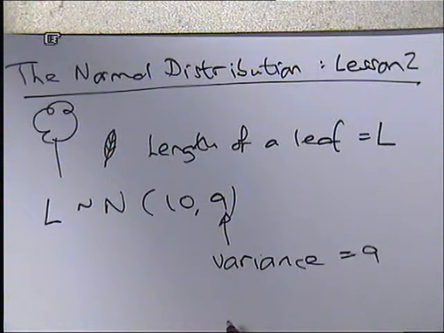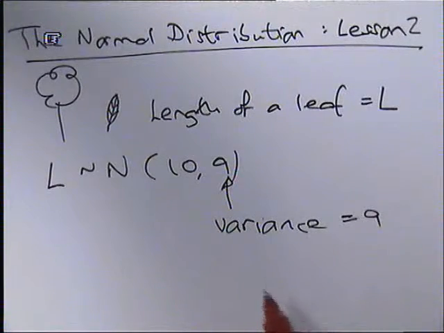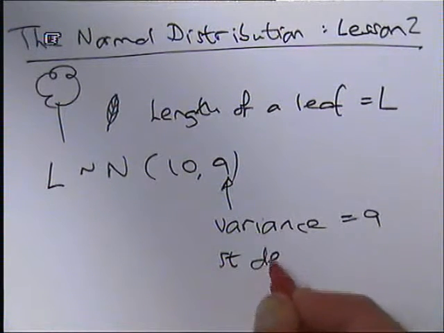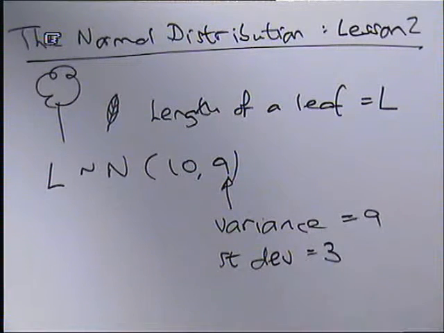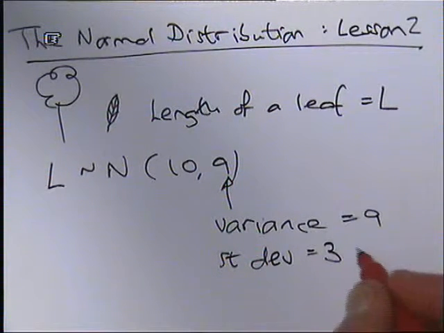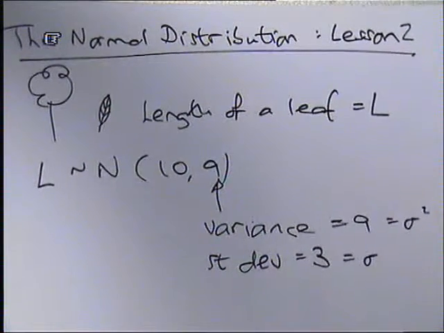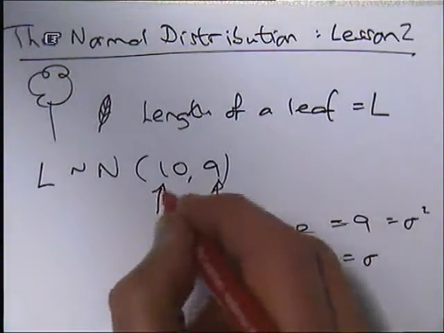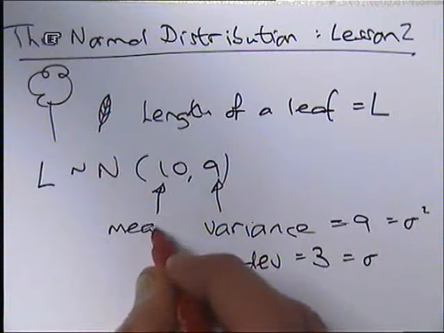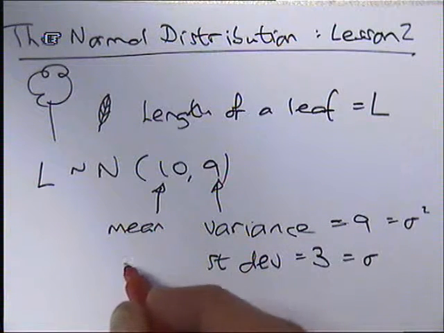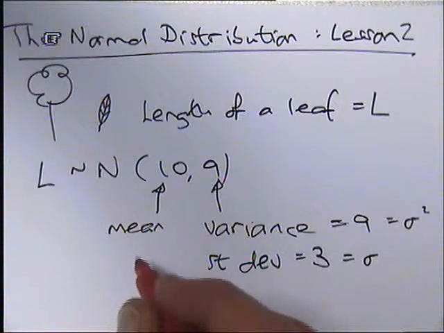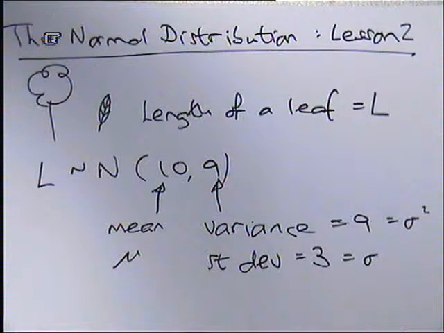So what other useful bit of information can we get from that straight away? Standard deviation is 3. Yeah, standard deviation equals 3. What symbol do we use for standard deviation? Lowercase sigma. So that's lowercase sigma squared. And the 10, is that the mean? Yes, 10 is the mean, and the notation we use for that? The mu. Yes, the Greek letter mu, spelled M-U.